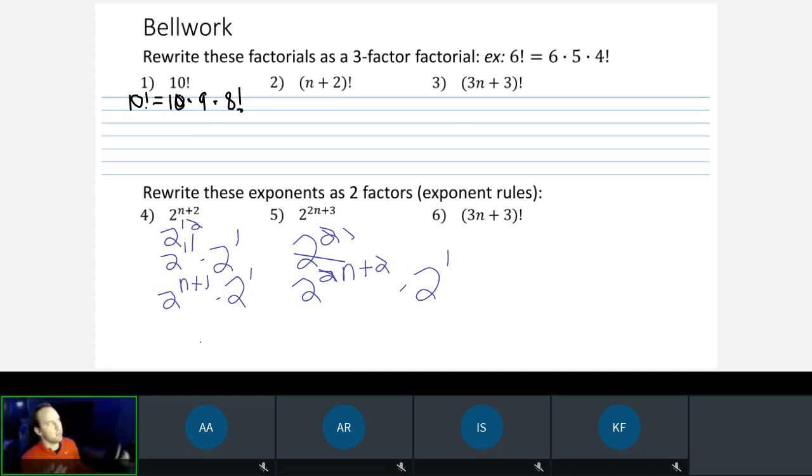So I just subtracted 1 out of the exponent. So 2 to the 2n plus 2 times 2 to the first. Could you also do the same thing here, though, and do 2 to the power 2n times 2 to the power 3? I could. Absolutely. That is a multiplication sign. Yeah, that should be a big dot.